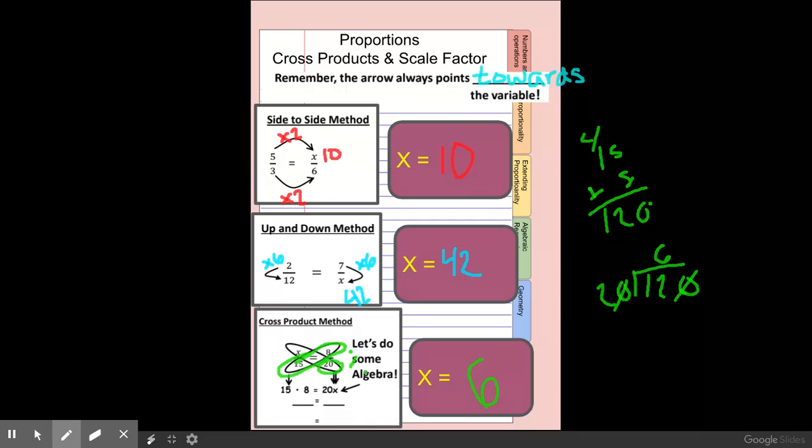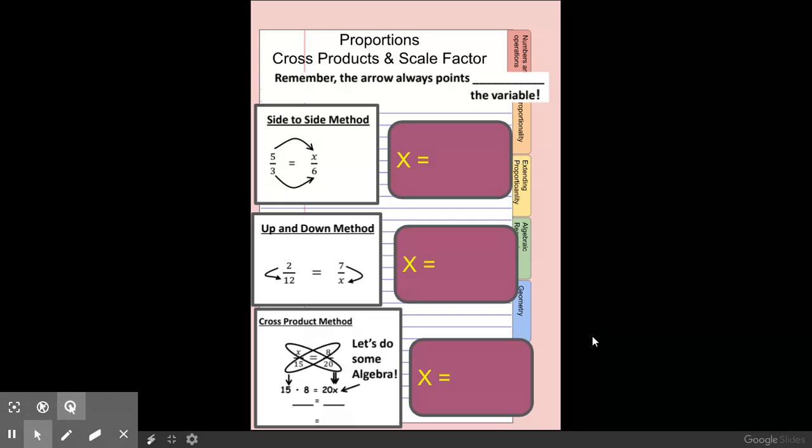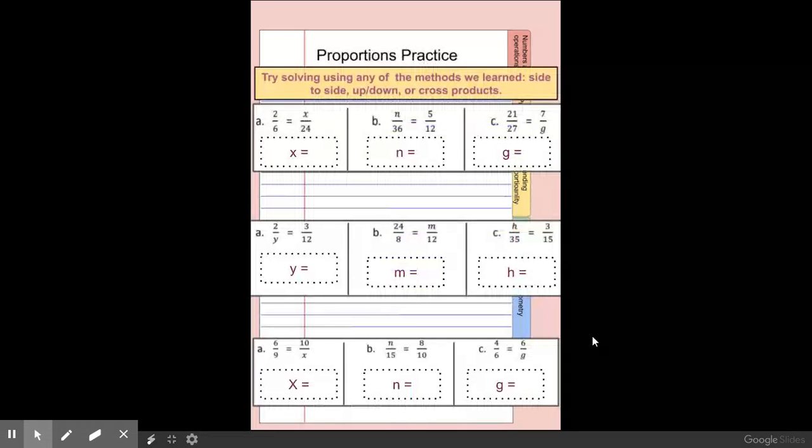Okay, when we're doing that, we're really doing algebra, but it's easier to think about it as just multiplying and dividing. Okay, so what you guys are going to do is go to the next slide. Okay, on the next slide, we are going to do some of these practice problems. So I will do A of each of these right now with you, and then you guys will do B and C on your own.